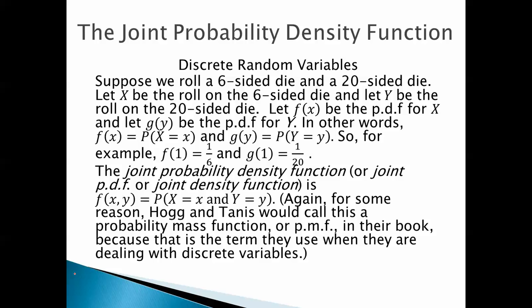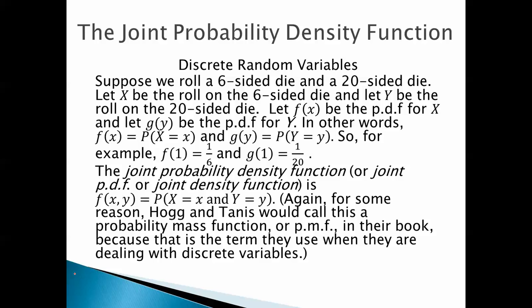Let f of x be the PDF for x and let g of y be the PDF for y. In other words, f of x is the probability that our variable x takes on that particular value, little x. And g of y is the probability that our variable y takes on that particular value, little y. So for example, f of 1 equals 1/6, that's the probability of getting a 1, and g of 1 equals 1/20, that's the probability of getting a 1 on the 20-sided die. The joint PDF, f of x y, is the probability that x takes on that particular value x, and y takes on that particular value y.